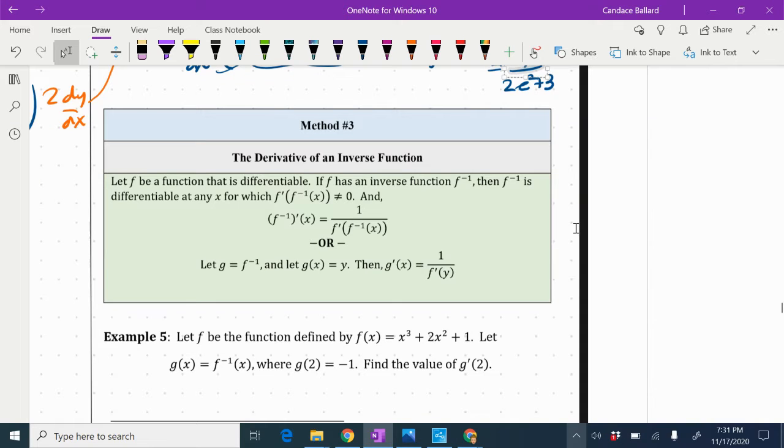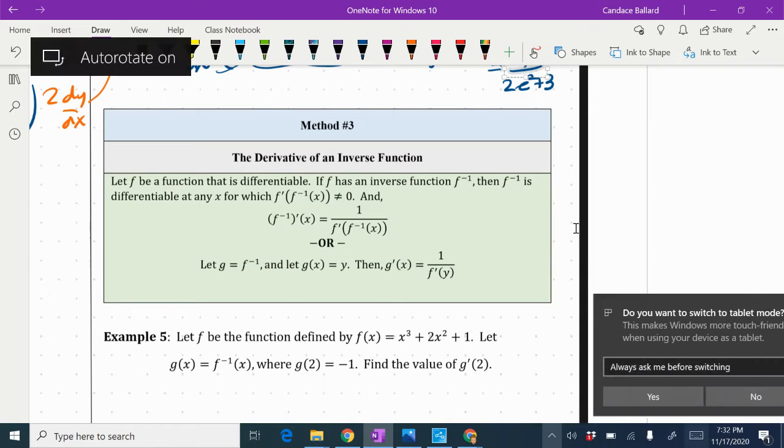In this video, we're going to continue topic 3.3, the derivative of inverse functions, and we're going to look at method 3. There is actually a formula for the derivative of the inverse.